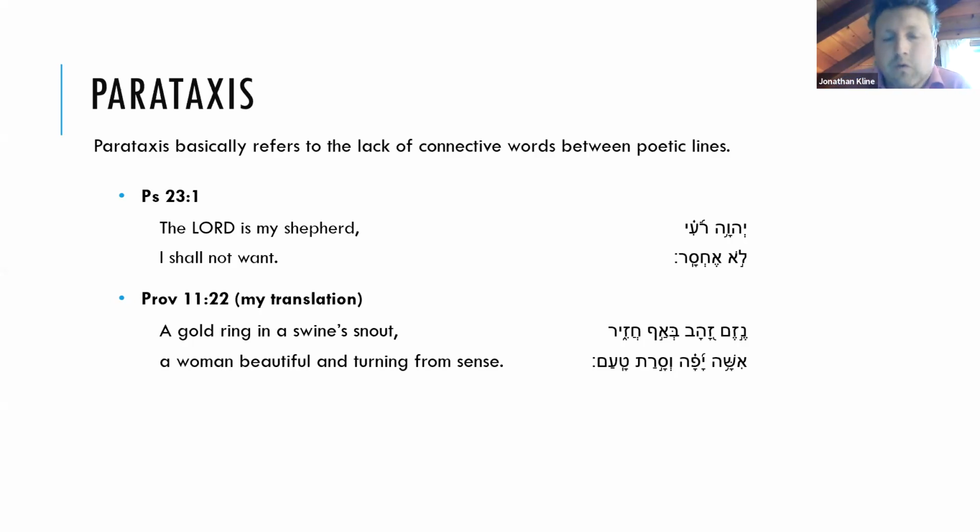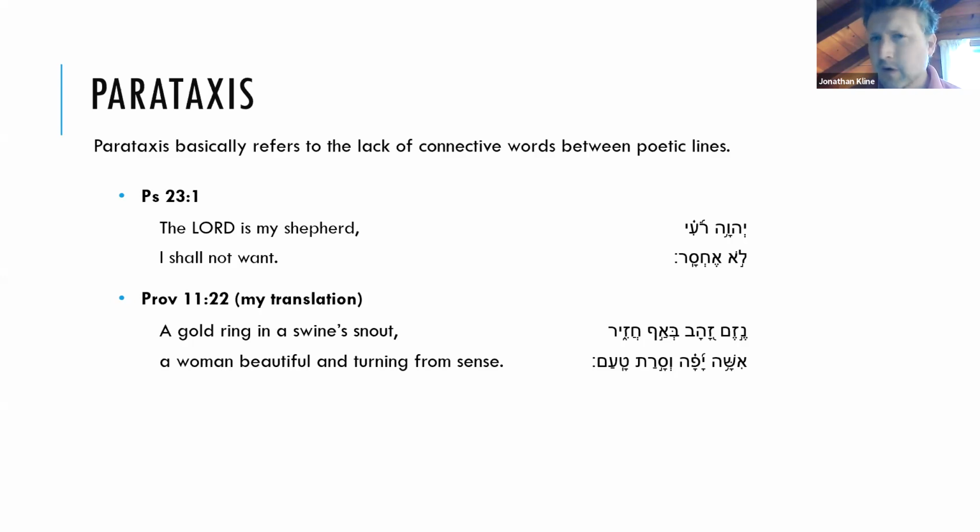Proverbs 11:22, a gold ring and a swine's snout, a woman beautiful and turning from sense. It's an overly literal translation, but most English translations flesh this out by saying something like, a gold ring and a swine's snout is a beautiful woman who lacks sense. But the Hebrew is paratactic, which basically means you have this one image, a gold ring in the nose of a pig, and then you have a beautiful woman who lacks sense, and they're juxtaposed.